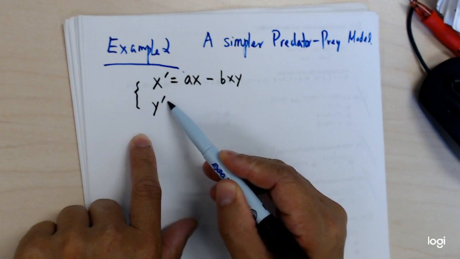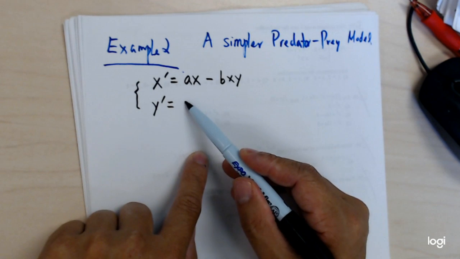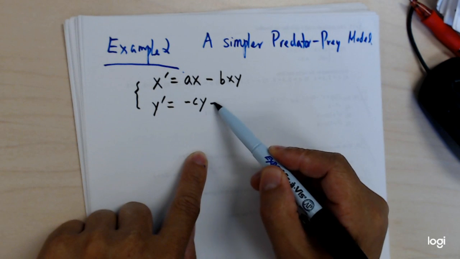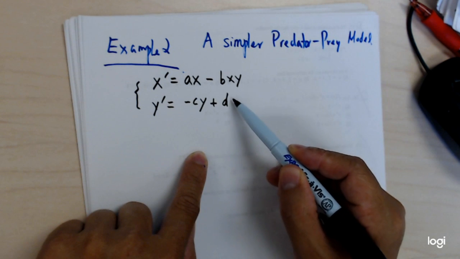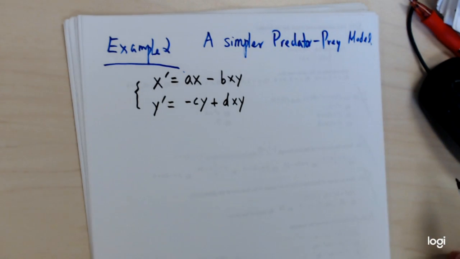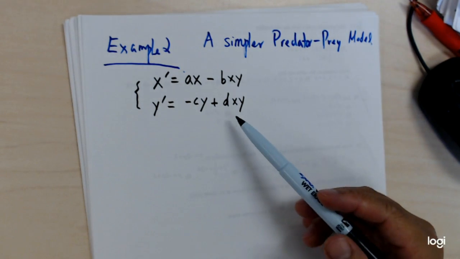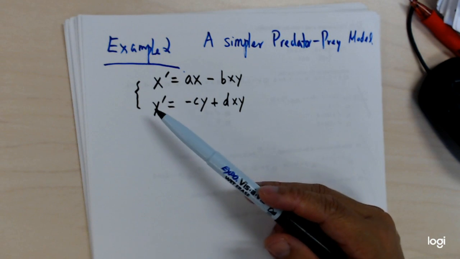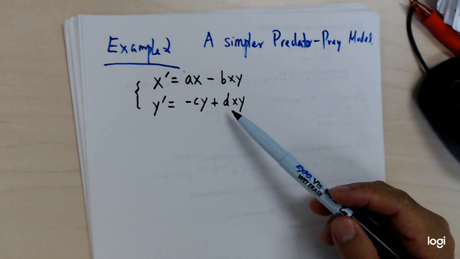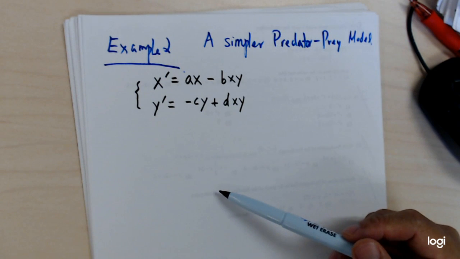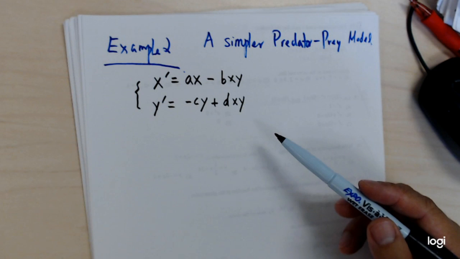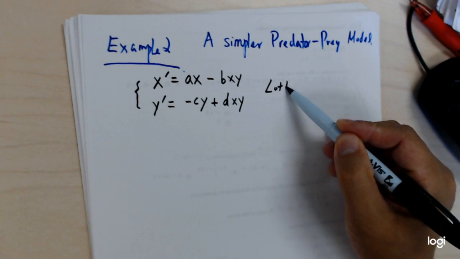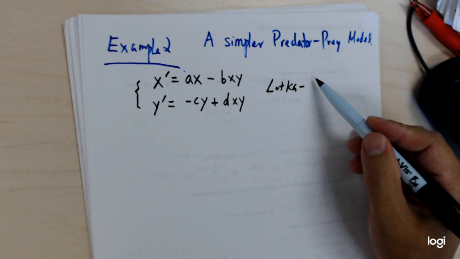The predator Y has its natural death, and it gets its only food source from the prey. So this conversion rate from the prey mass to the predator mass is denoted by this term right here. And this is what we call a simpler predator-prey model. In fact, there is a better name for this. This is often called the Lotka-Volterra System.